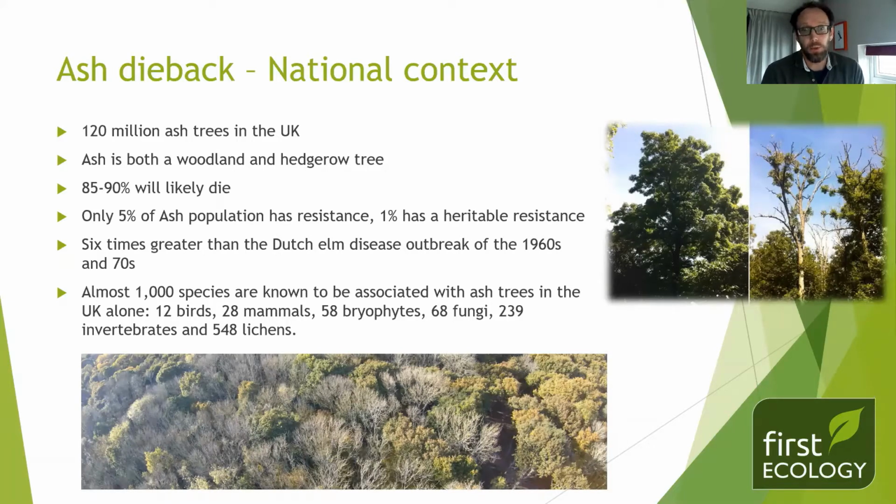Even though with elm, obviously, the majority of trees died, with ash dieback we're still getting very high mortality rates, up to 90%. But it can depend on whether it's a woodland or a lone ash tree out in the country. There is a very small percentage of trees which can actually resist this, and I'll go through that later on. It is going to be, in scale, six times worse than the Dutch elm disease tree health crisis. So we're going to see significant impacts right across our landscapes, and not just across landscapes, but across habitats, with thousands of species being affected, including dependent or obligate species.